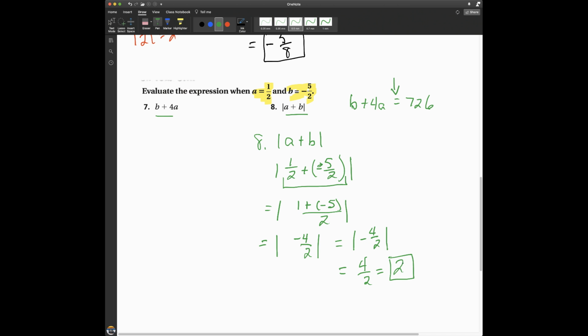Okay, so we're going to pause for a moment, and you are going to work out problem number 7. Okay, so we're back, and the answer to problem number 7, if you worked that one out correctly, you should get -1/2.